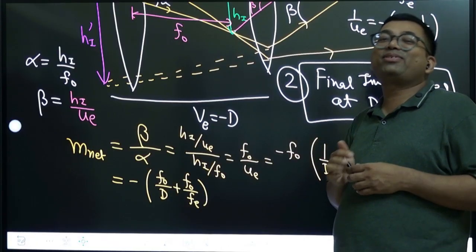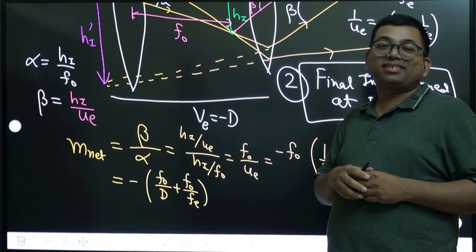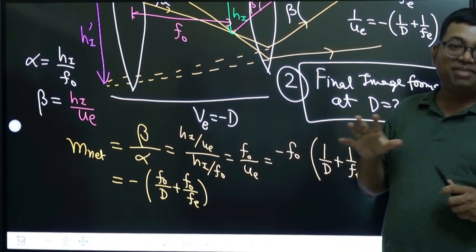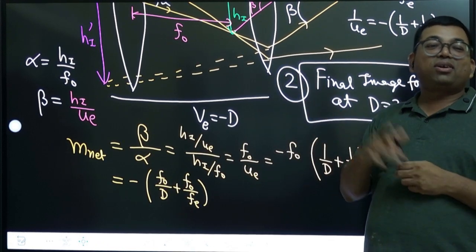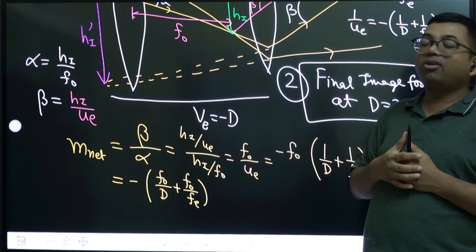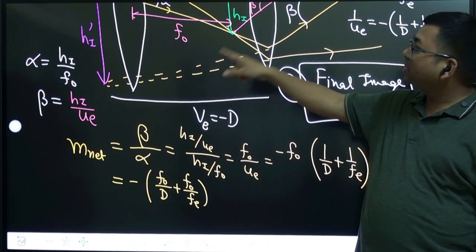This is where people don't understand. The virtual image is inverted here. The final image is a virtual image. The virtual image is inverted because it is with respect to the object. With respect to the, because this is the second image, this is the first image.